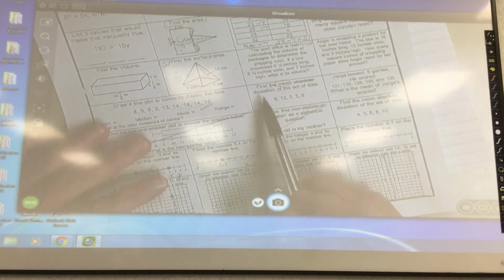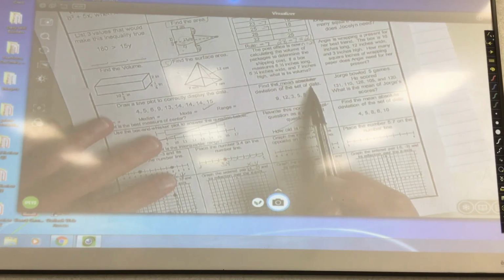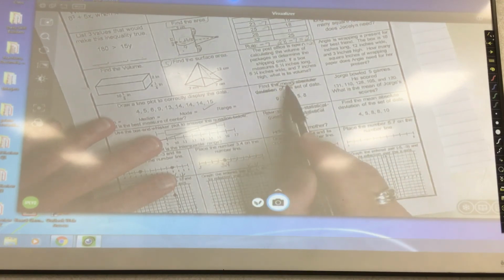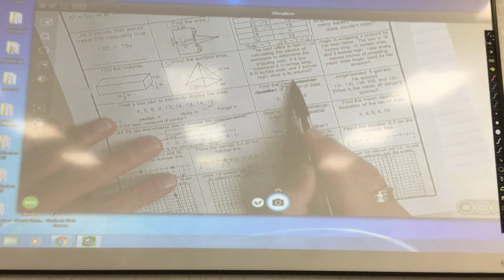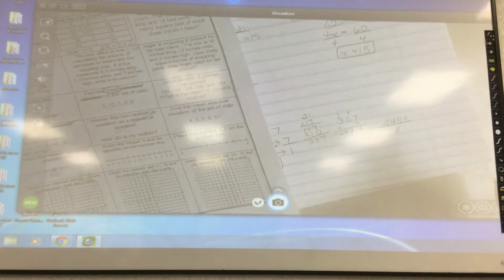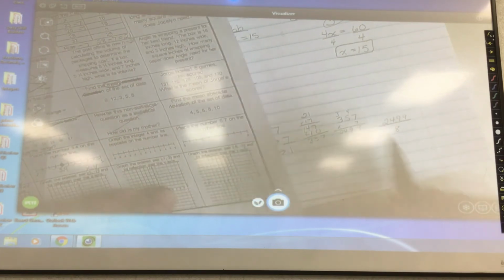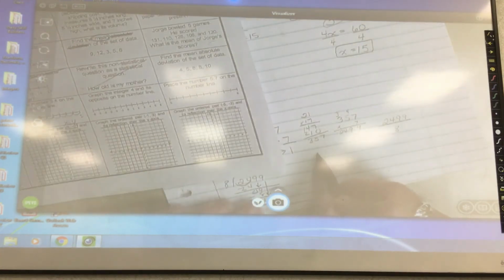The next question says, find the mean absolute deviation of the data. I don't want you to find the mean absolute deviation. I just want you to find the mean. So cross off absolute deviation, circle the word mean. And I think I would have enough room right down here in my corner. And this is number, we'll count, 1, 2, 3, 4, 5, 6. So I'm going to put number 6 here. We need to find the mean.